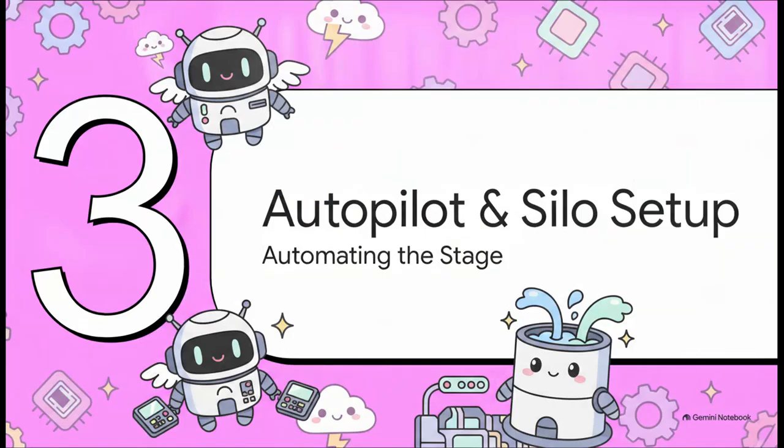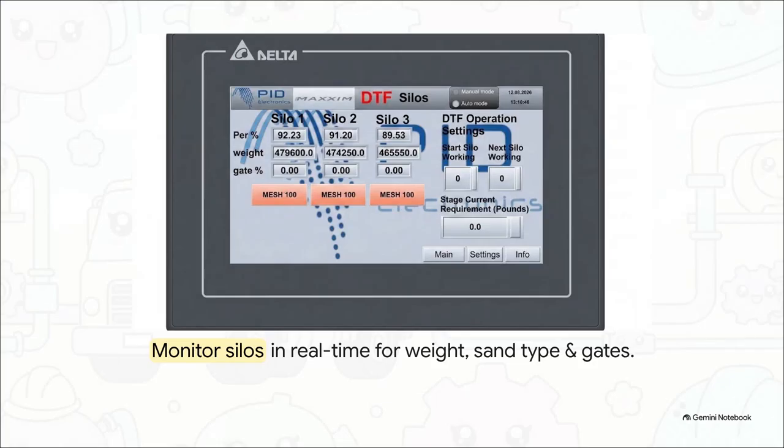All right, let's get into the really good stuff. Section 3, Autopilot and Silo Setup. Your HMI pulls a real-time data feed straight from the Cedar system. Think of this as your ultimate inventory command center. With just a quick glance, you're tracking the mesh type, the live weight, and the exact aperture of the hydraulic gates, down to the millisecond, across all 3 silos.